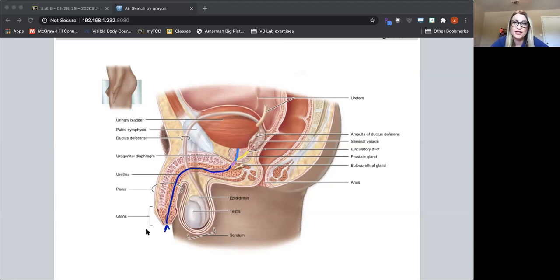Okay, make sure that you are able to tell me this pathway. You will probably be putting these in order of how sperm travels through the male's body. I will definitely ask you about the pathway of the sperm. So I can't guarantee you that it's going to be ordering. It might be matching. I don't know what kind of question it will be, but I will ask you about this. So know it. Okay.